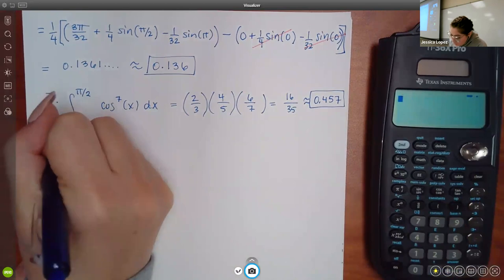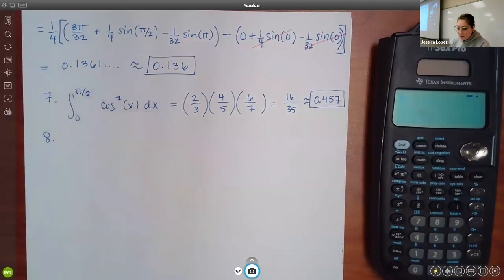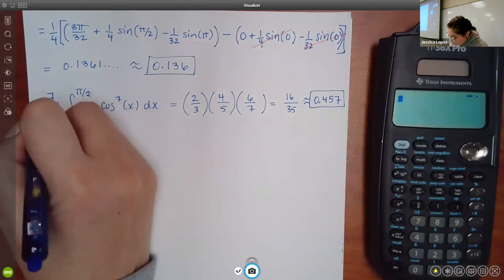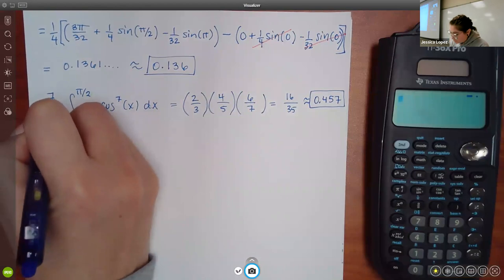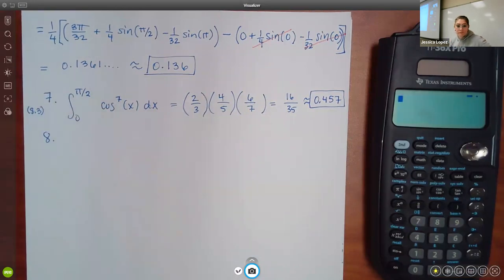I have room for number 8. This one's also an 8.3 problem. So if you wanted to find more examples, go to the 8.3 section and you can find constraints. If you're looking in the homework section, you can just click "try another."